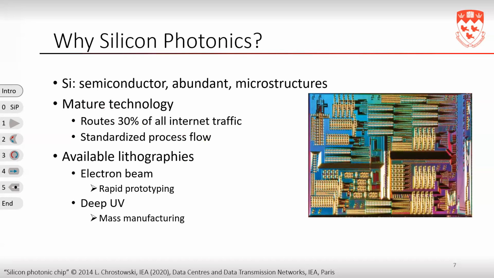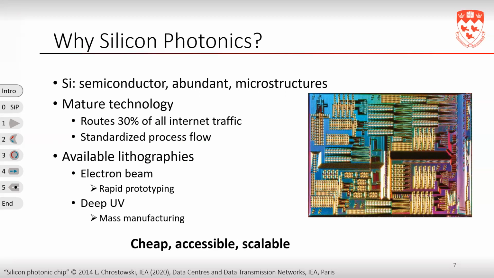And the process from going from an idea to a design to a device in silicon photonics is so well standardized that there are two available lithographies to research labs. One, electron beam lithography, allows for low lead times but high resolutions, which is great for rapid prototyping. And once we have a design, that device could be fabricated in deep UV lithography, which has larger lead times but extremely large batch sizes, so great for mass manufacturing. The bottom line is that silicon photonics is cheap, accessible, and scalable.